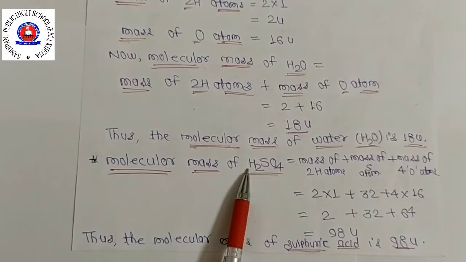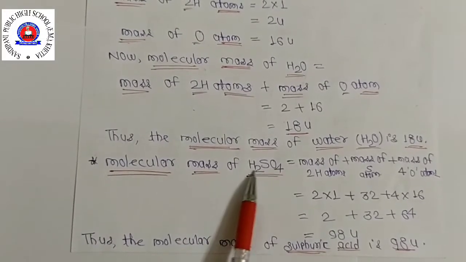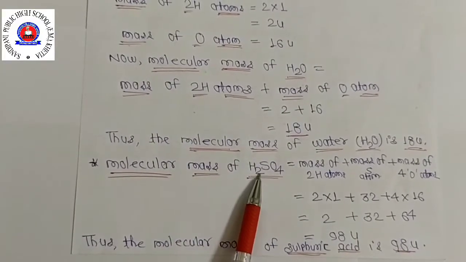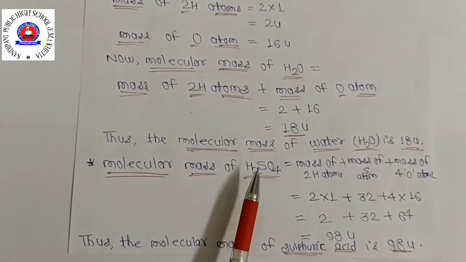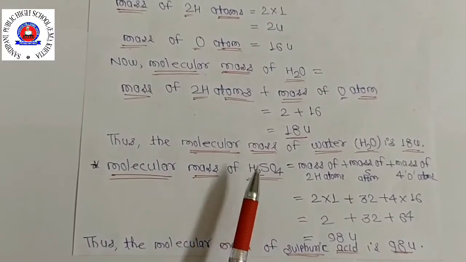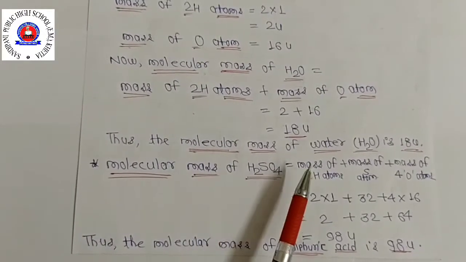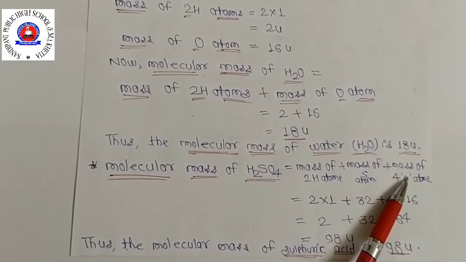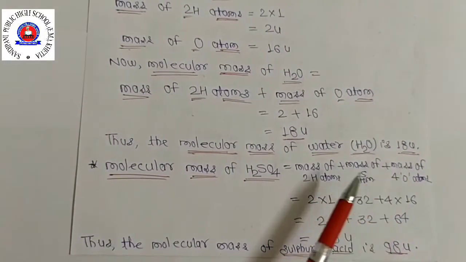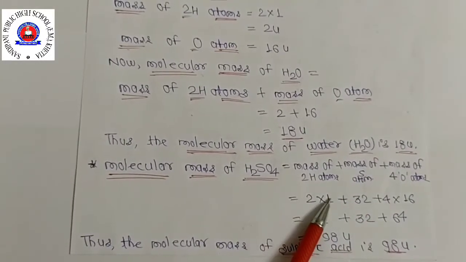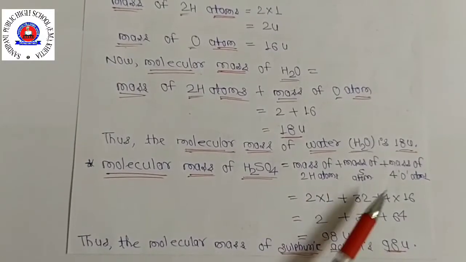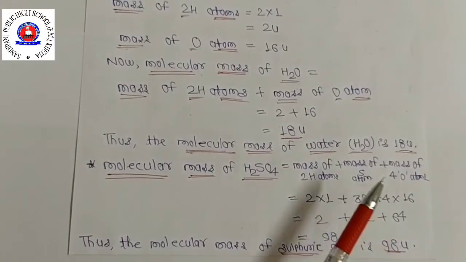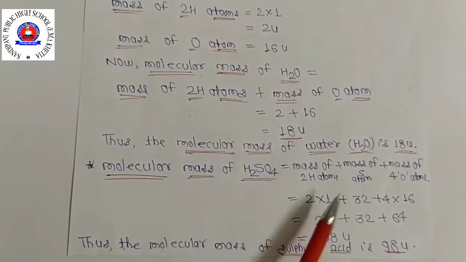Okay, this lower figure 2, 4, indicates the number of atoms present in the particular formula. Clear this one. So the molecular mass of sulfuric acid will be equal to the sum of the masses of 2 hydrogen atoms, 1 sulfur atom and 4 oxygen atoms. Knowing the atomic mass of hydrogen is 1 unit, sulfur 32 unit and oxygen 16 unit, the molecular mass of sulfuric acid can be calculated by using this method.